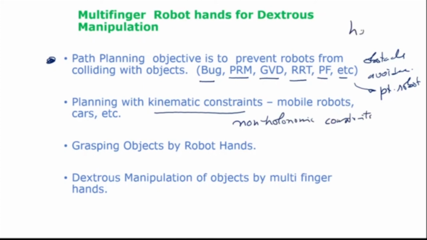Here the constraint is holonomic. Okay. This also has constraints, but they are holonomic constraints. Here it is non-holonomic constraints.